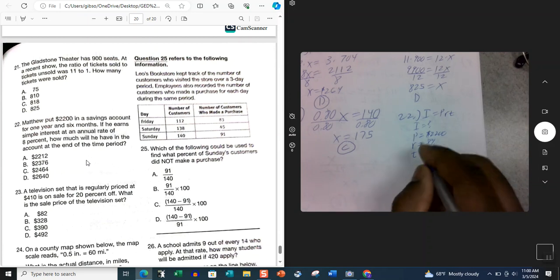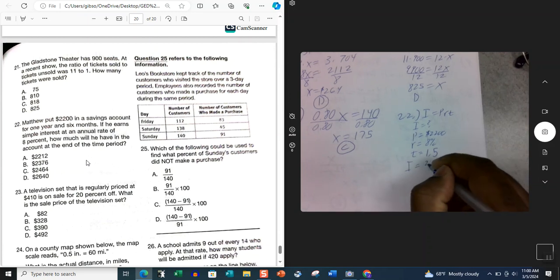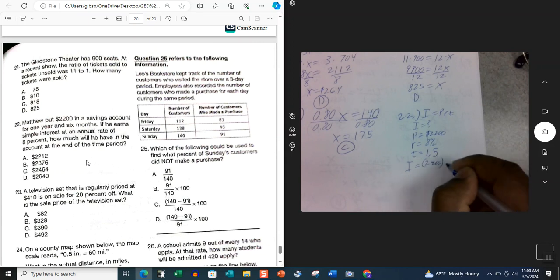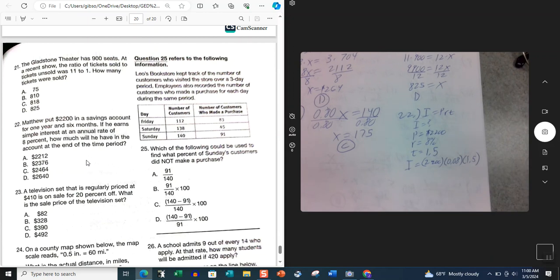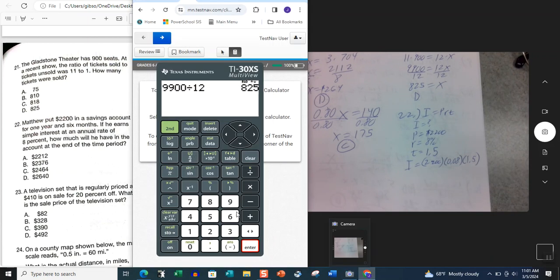Okay, so now we're going to substitute. The principal is 2,200. The rate is 8%. We'll put it at 0.08, and the time is 1.5. So we put this in our calculator. Well, I put it in parentheses like I showed on the paper. 2,200, then we have 0.08. Then we have 1.5.